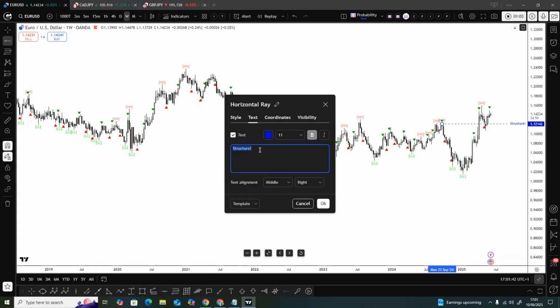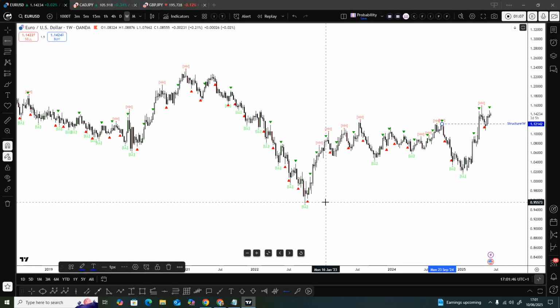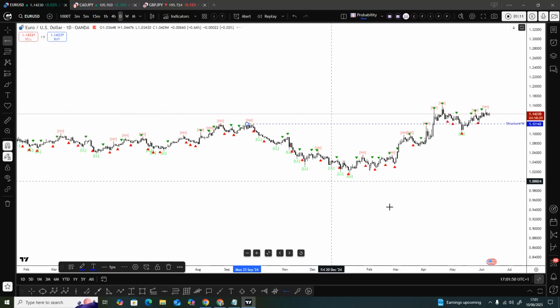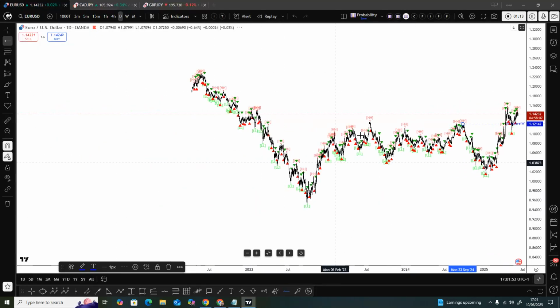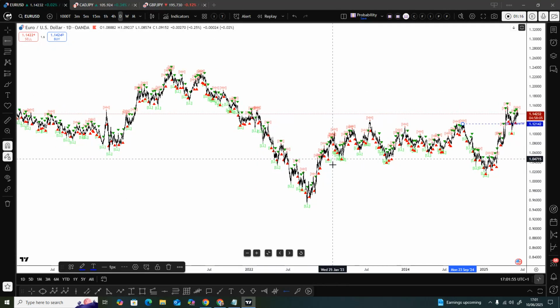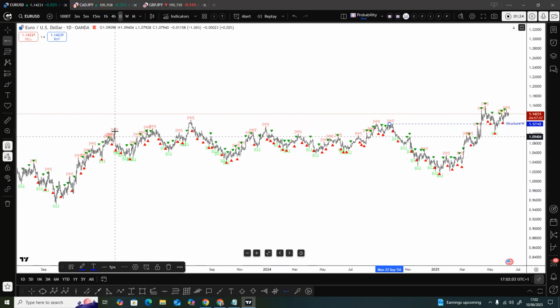I'm just going to put W at the back so we know what that is as a weekly structure. Then we go to the daily chart. Look at this. We have a strong pullback on the daily chart. This is still very strong. Look at that. We have a momentum low here followed by a structural pullback.